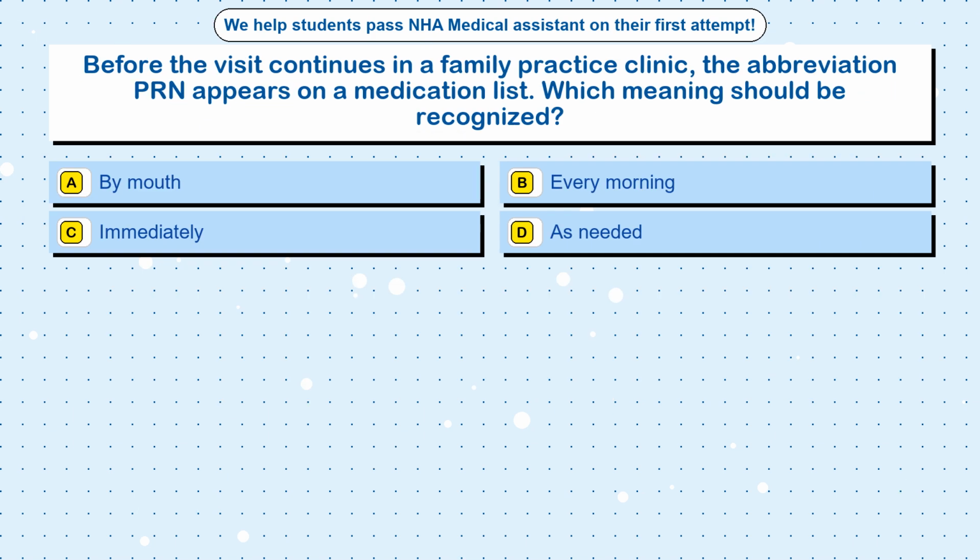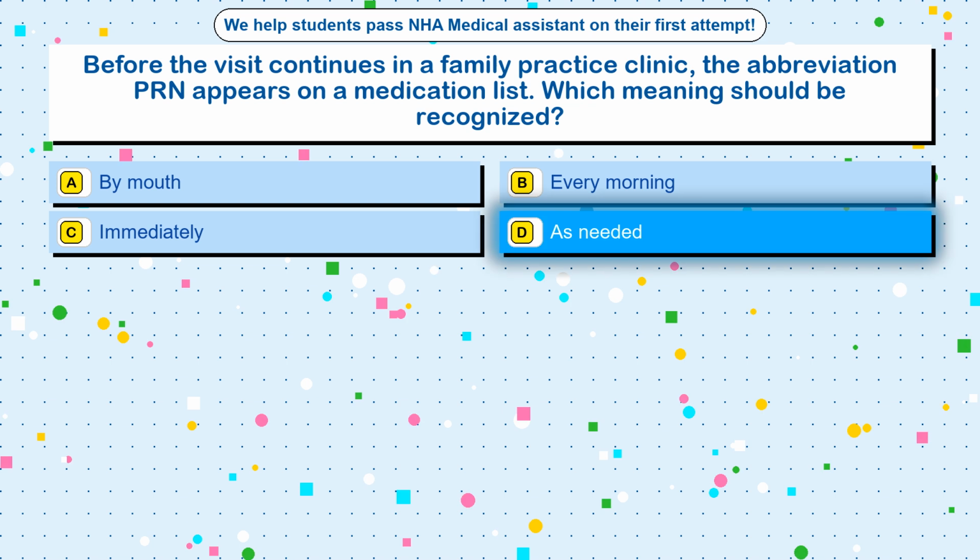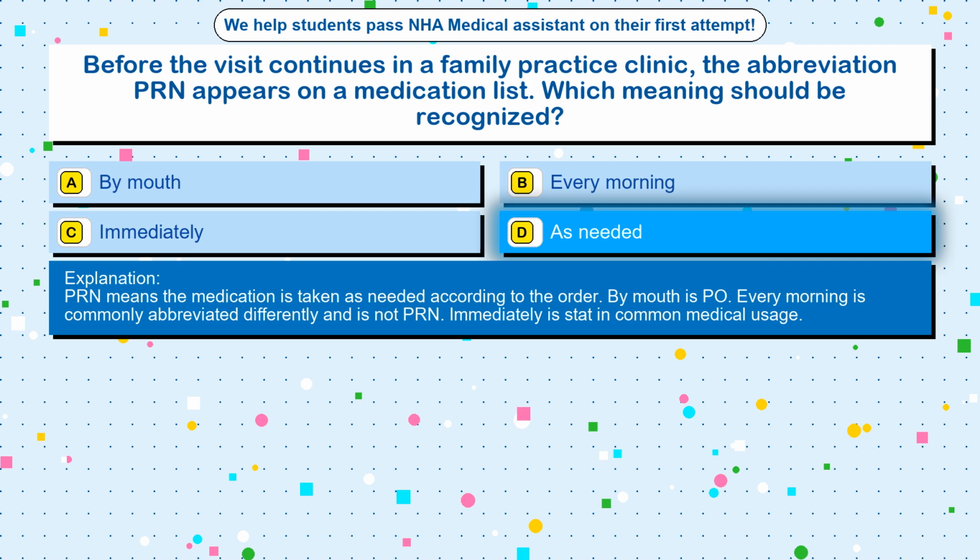Question 96. Before the visit continues in a family practice clinic, the abbreviation PRN appears on a medication list. Which meaning should be recognized? Option A, by mouth. Option B, every morning. Option C, immediately. Option D, as needed. The correct answer is option D, as needed. PRN means the medication is taken as needed according to the order. By mouth is PO. Every morning is commonly abbreviated differently and is not PRN. Immediately is STAT in common medical usage.